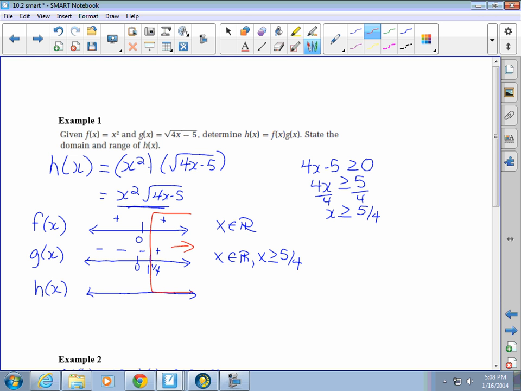So then that means my domain for my h of x values is from 1 1/4, that is 5/4, it's positive. Everything else is going to be not 0, it's going to be negative. So my domain for the product of f of x and g of x is going to be x is greater than or equal to 5/4. And x, of course, is an element of real numbers.